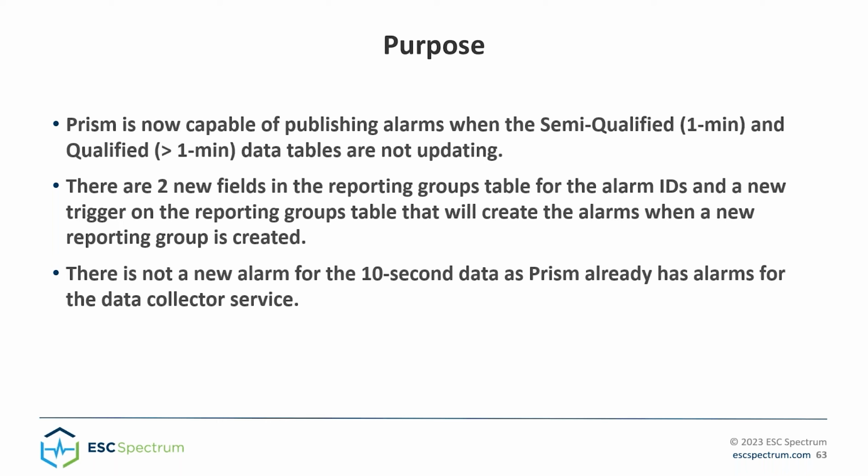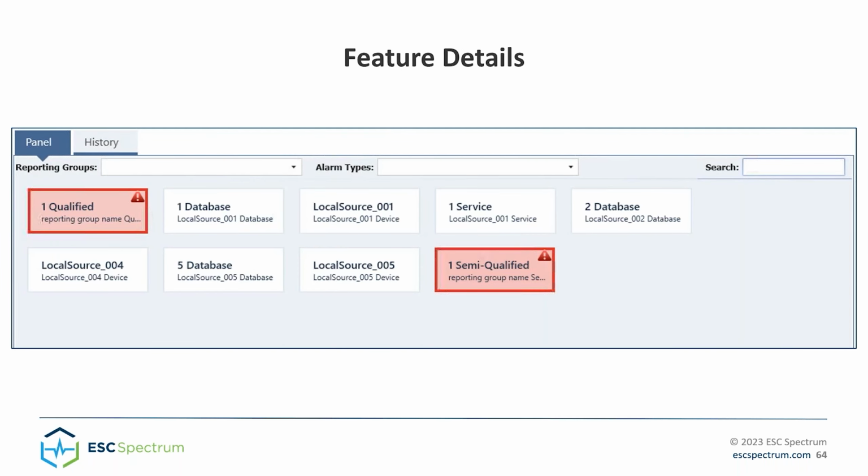Now, we don't have an alarm for the 10-second data because that's the same as the DCS alarm for the source. But the semi-qual and the qualified tables now have outdated data alarms. I believe the next screen just shows an example of one of each going off. So it's again 2 times the sample rate plus 15 minutes. For your hour table, it'd be 2 hours and 15 minutes. If data is outdated beyond that, then the alarms go off.